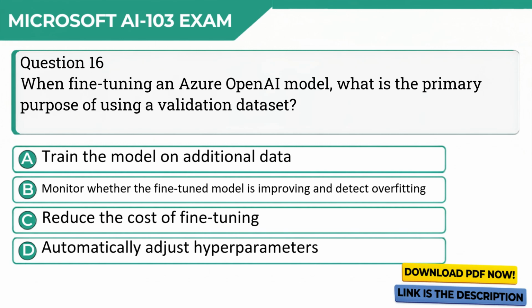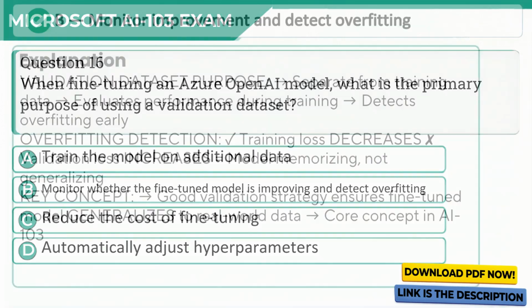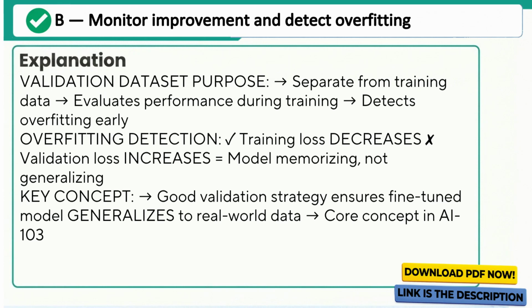Question 16. When fine-tuning an Azure OpenAI model, what is the primary purpose of using a validation dataset? A. Train the model on additional data. B. Monitor whether the fine-tuned model is improving and detect overfitting. C. Reduce the cost of fine-tuning. D. Automatically adjust hyperparameters. Correct answer: B. Monitor improvement and detect overfitting.